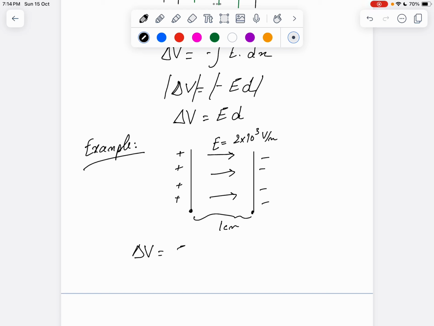So delta V is E times d. So it's 2 multiplied by 10 to the power 3 multiplied by the distance, 1 centimeter, which is 0.01 or 10 to the negative 2 meters. So you will get 20 volts. This is delta V. If you are considering delta V as V high minus V low, it's positive. If you consider delta V to be V low minus V high, it is minus 20.